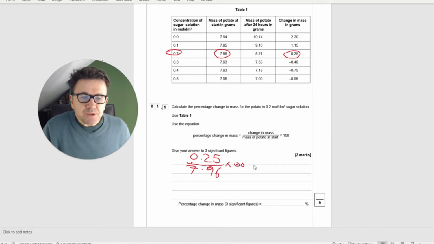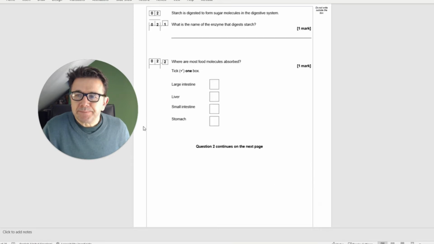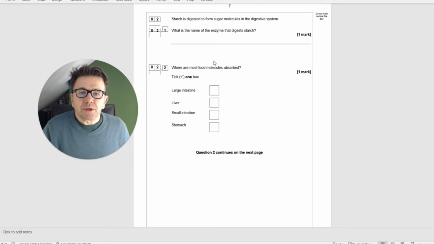So that gives you a long number, okay, but it's three significant figures, so it's 3.14, and that is the answer for three significant figures. So starch is digested to form sugar molecules, so this is about enzymes and different enzymes in organisation. So the enzyme that digests starch was amylase.